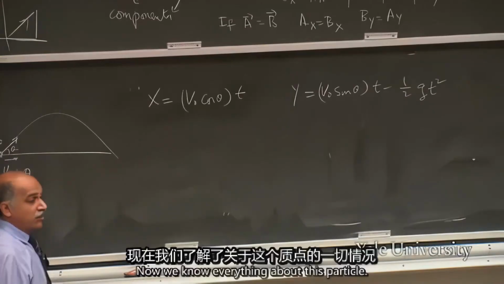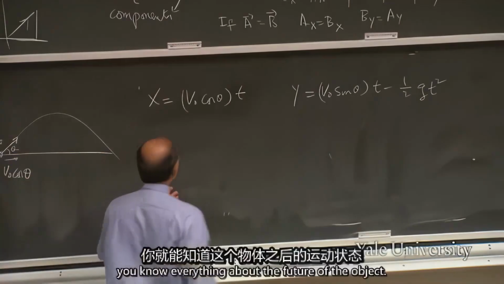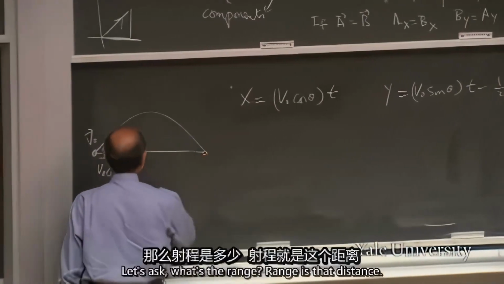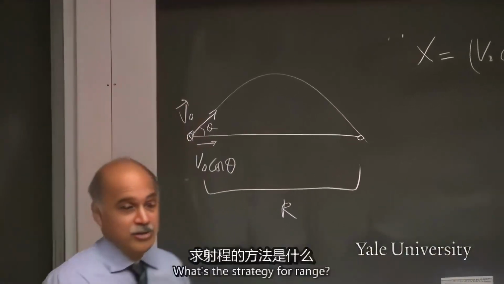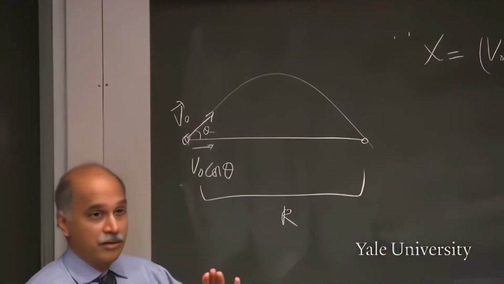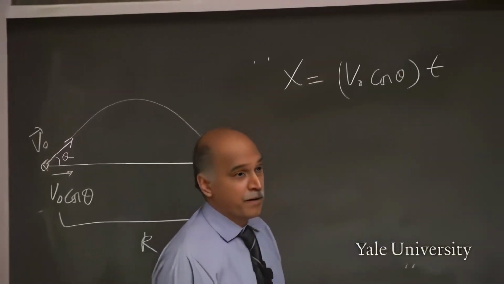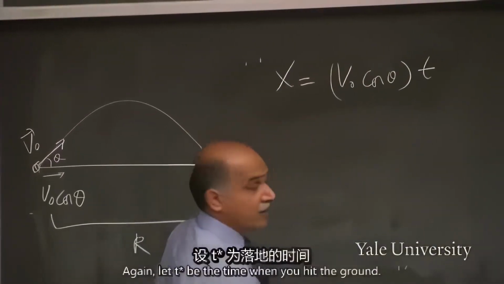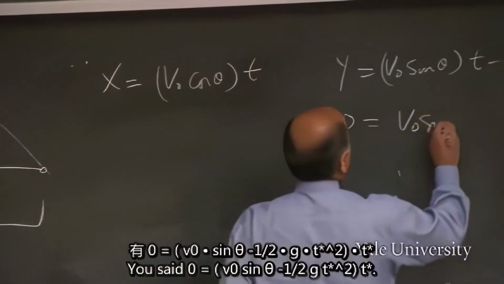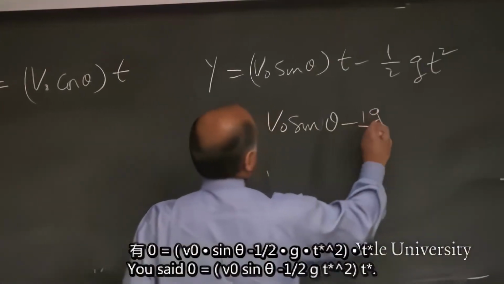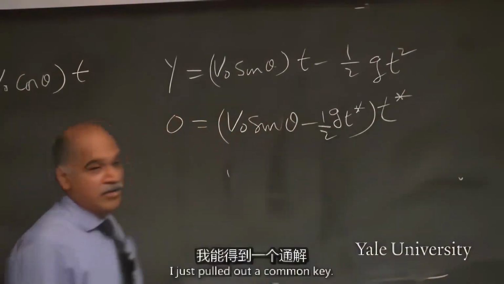Okay, so now we know everything about this particle. I told you, once you know the free parameters, r naught and v naught, you know everything about the future of the object. So let's ask, what's the range? Range is that distance. So what's the strategy for range? You see how long you're in the air, and the whole time you're in the air, you're traveling horizontally at the speed. So again, let t star be the time when you hit the ground. So you set 0 equals v0 sine theta minus 1/2 gt star times t star. I just pulled out a common t.